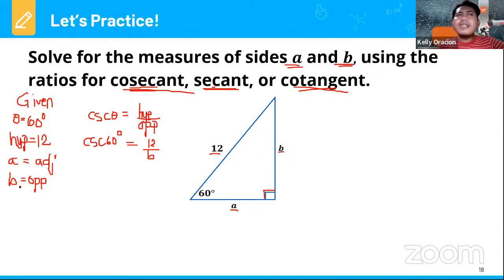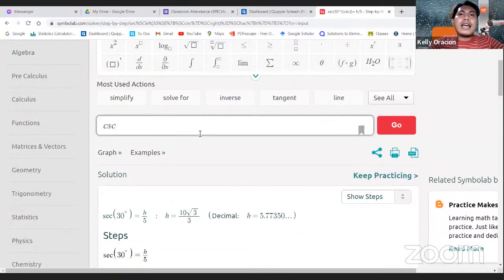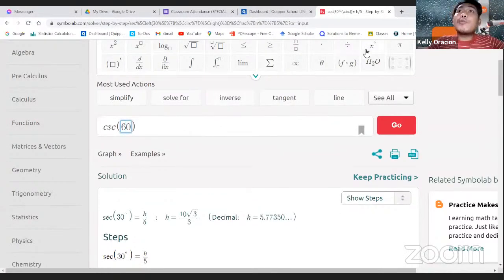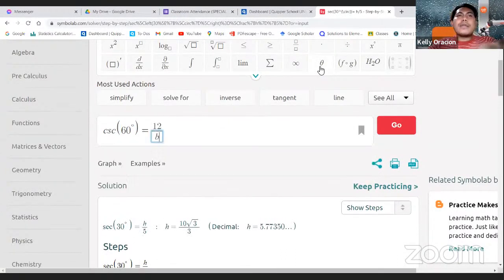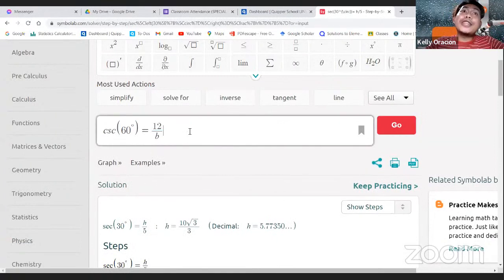By the way, what is the value of cosecant 60 degrees? Okay, I-solve natin ito using Symbolab. Let's solve this one using Symbolab directly. Symbolab natin is cosecant 60. Do not forget to put the degree symbol. Equals 12 over B. Ito yung isinulat natin kanina sa whiteboard. So, press natin yung go.